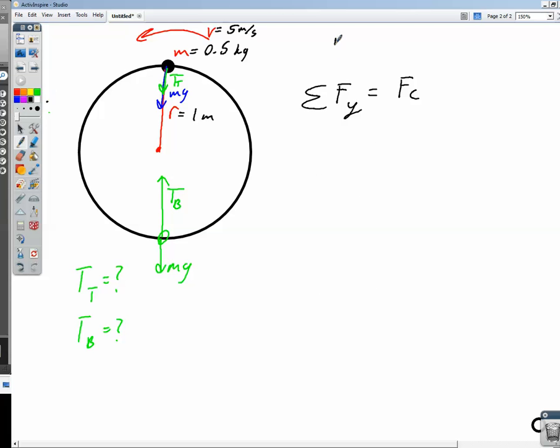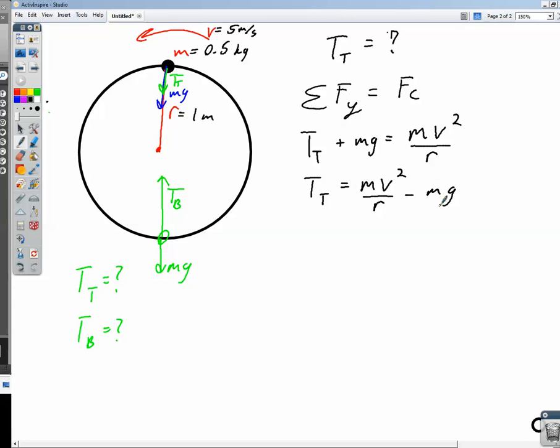All right, now for this problem, let's solve for the tension at the top. We still have the sum of the forces in the y direction is equal to the centripetal force, but now we've got one more force acting at the top. We have tension and we have weight. Let's again call the downward direction positive. So that means that we've got tension at the top plus mg is equal to mv squared over r. We are solving for T at the top, so wow, this is super easy. We've got T at the top is equal to mv squared over r minus mg.